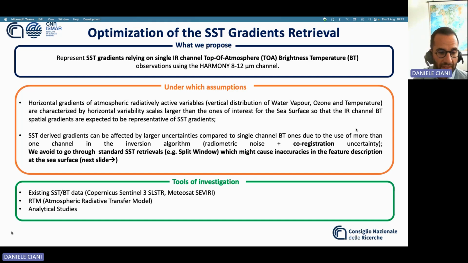Our tools of investigation, as also mentioned previously, are for the moment existing data, sea surface temperature and brightness temperature data, in particular from the Sentinel-3 SLSTR sensor and Meteosat SEVIRI sensor. RTM models, in particular we relied on the atmospheric radiative transfer model, and also analytical studies.